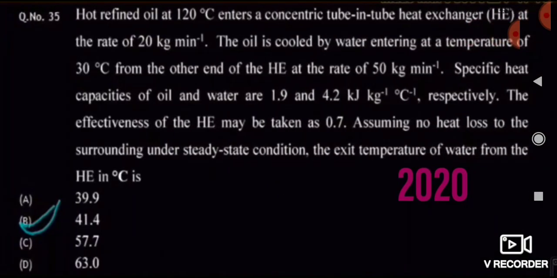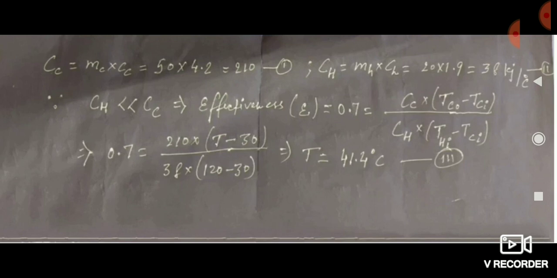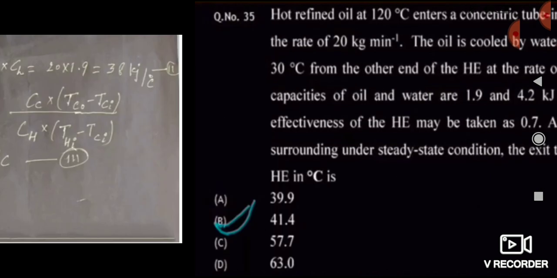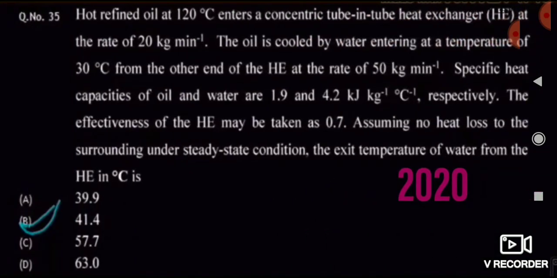You can simply put all these values. You see here that Th, Tc naught, Tci, Th naught, Thi values are given, and we have to calculate the Tc naught value, means the outlet temperature of the cold fluid. That you can get here. The effectiveness of the heat exchanger, that is 0.7, is given in the question. So you should put all these values and you can get the value of T, that is 41.4, and you can get the B option.